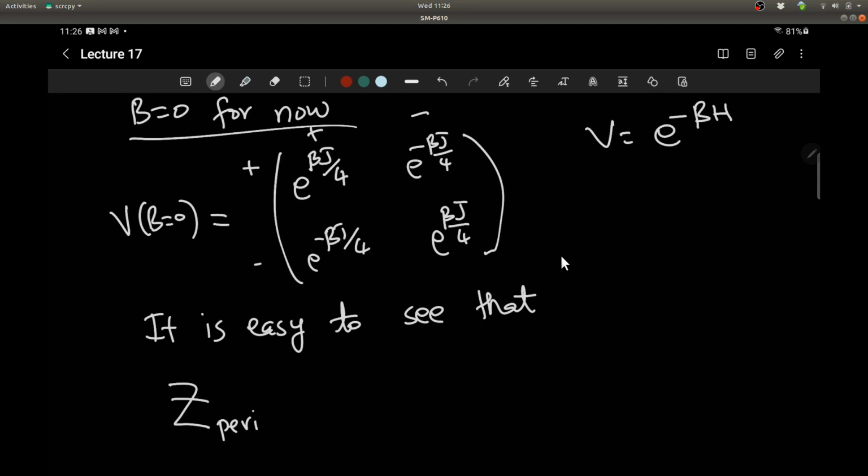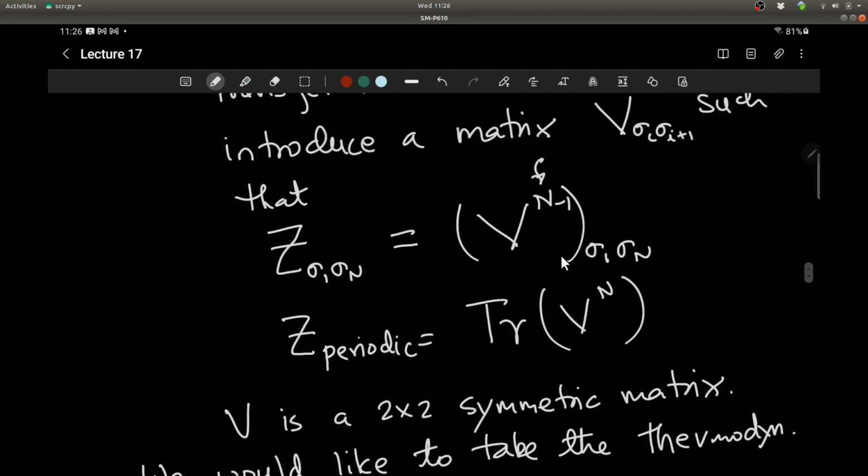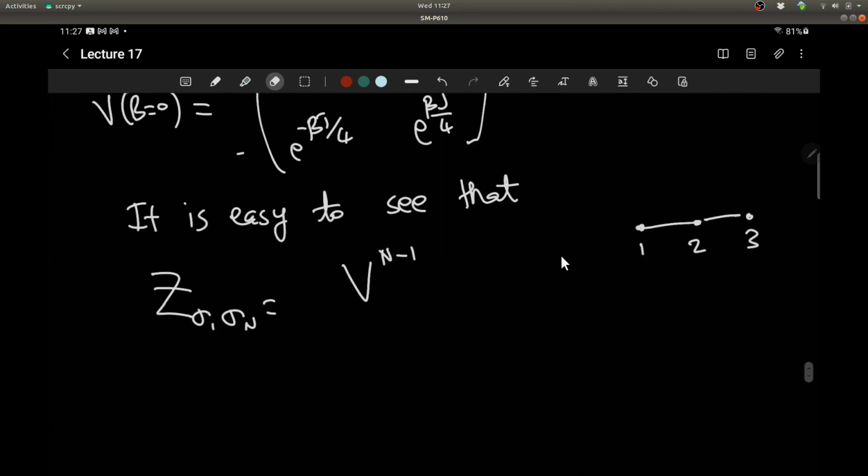Now let's first do sigma 1 to sigma n. Let me take the case of 1, 2, and 3. Each bond will give us a V, so this will give V squared, and in general V power n minus 1. I wasn't sure earlier, but it is n minus 1. I fixed that, right? And the last two are not specified, so it's just sigma 1. Is this clear?